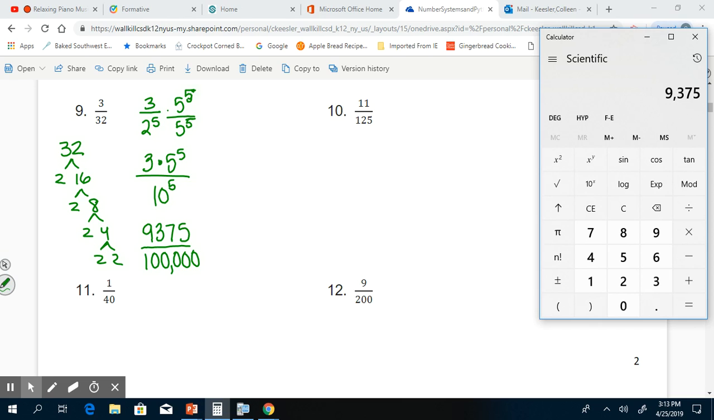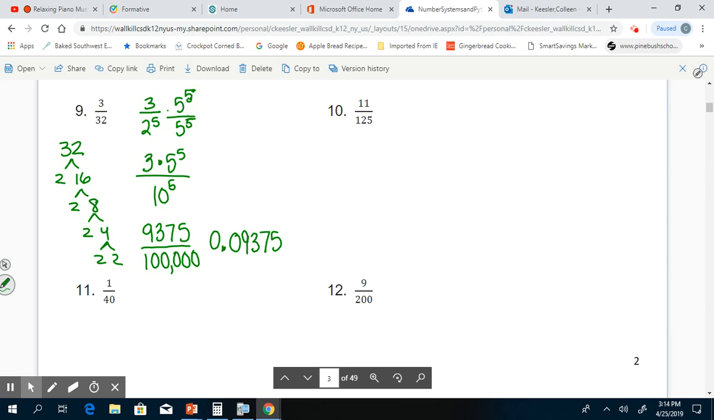And I've got 5 places that I need to have as decimals and only 4 digits in the numerator. So it's going to be 0.09375, or 9,375 hundred thousandths. Okay, let's take a look at number 10 together and do the same process again.